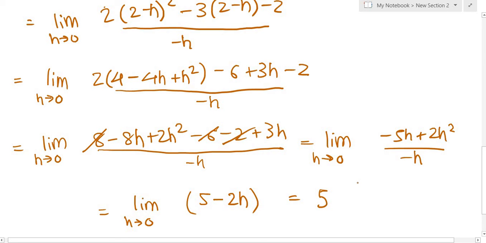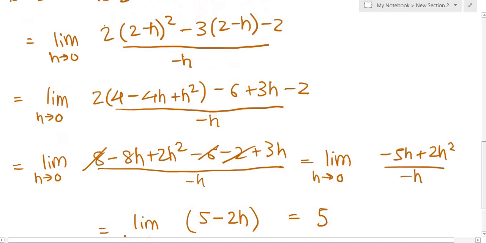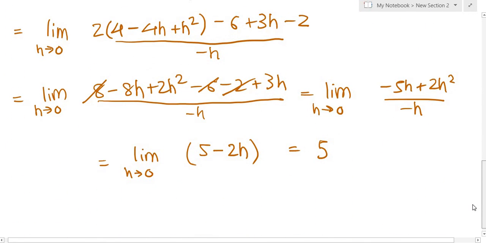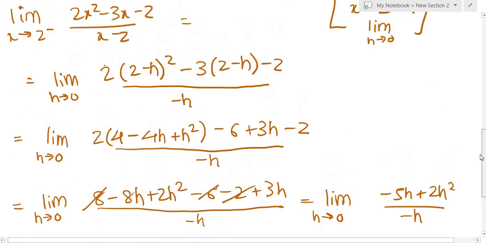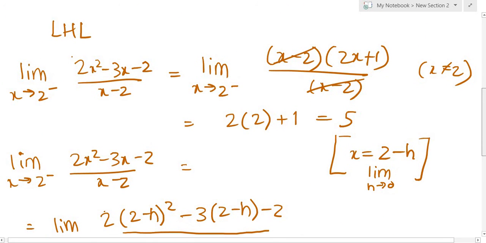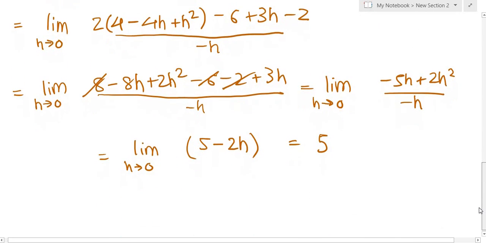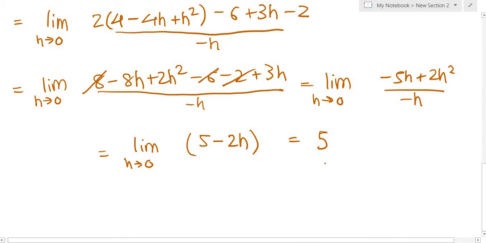I know this method is way longer and you might wonder why there is a need for this, but this is a healthy practice, because once we have complicated functions like the trigonometric functions, where all of our identities are for when the variable tends to 0, this would seem like the most natural way of attacking a question.